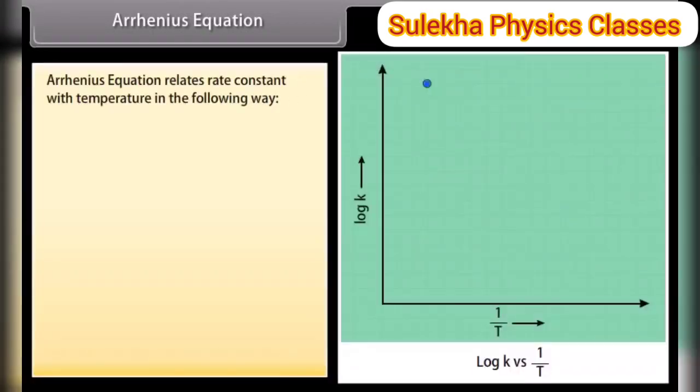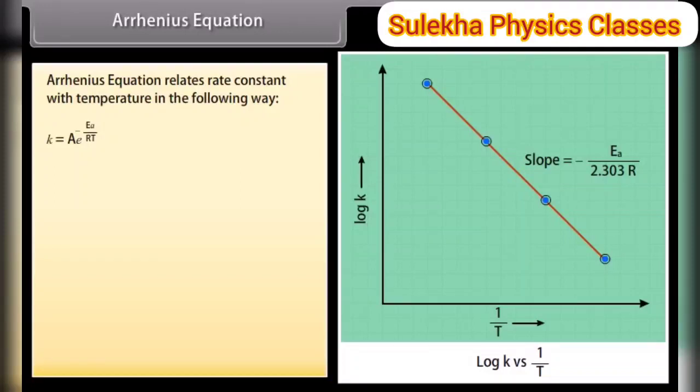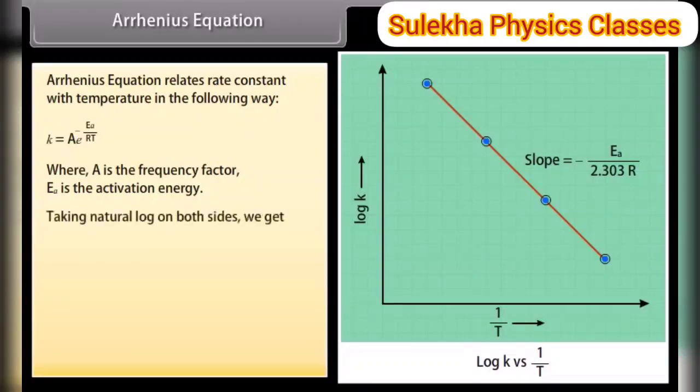Arrhenius equation. The Arrhenius equation relates rate constant with temperature as K is equal to the product of A and e raised to the power minus Ea upon RT, where A is the frequency factor and Ea is the activation energy. Taking natural log on both sides, we get ln K is equal to ln A minus Ea upon RT.